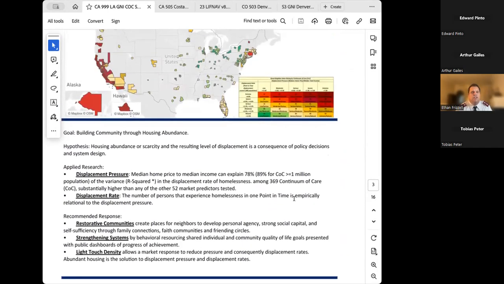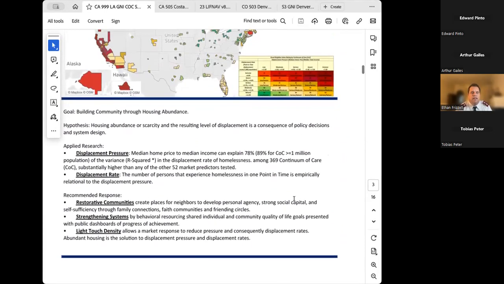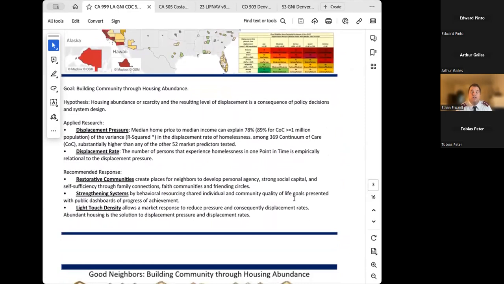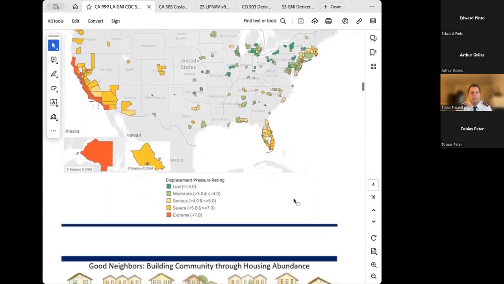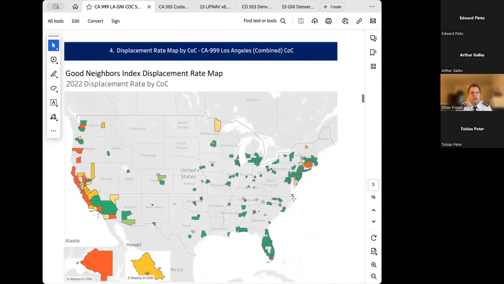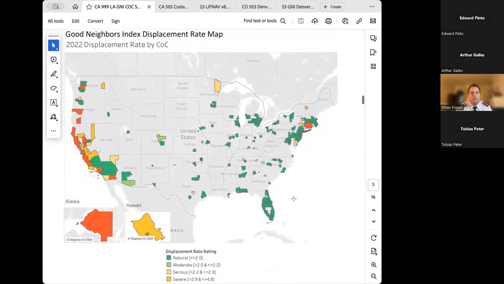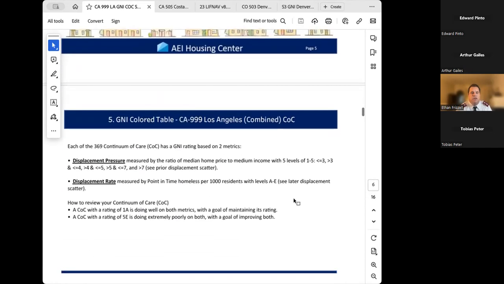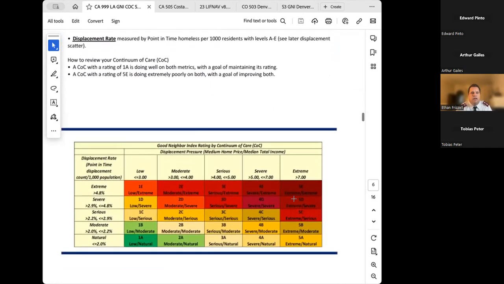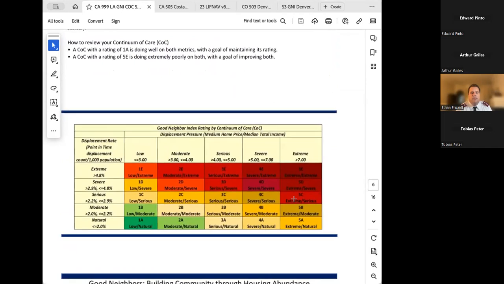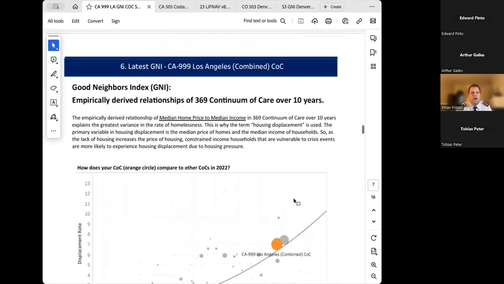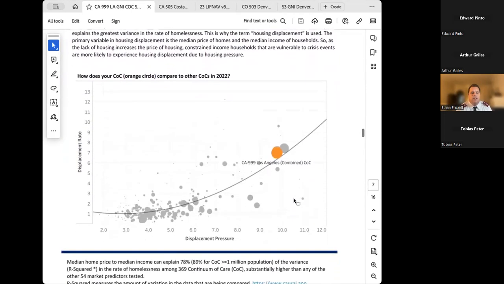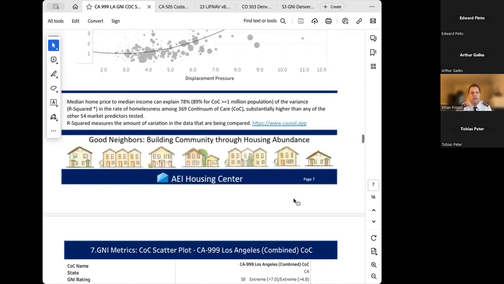Just the definitions of displacement pressure, displacement rate, recommended response of restorative communities, strengthening systems, and light touch density, all things which you've heard today. The neighbors report, the displacement rate map, which shows the larger picture and explains it to a community. The Good Neighbors Index rating by Continuum for explanation. Then how does your COC compare to other COCs? So it'll highlight your COC.